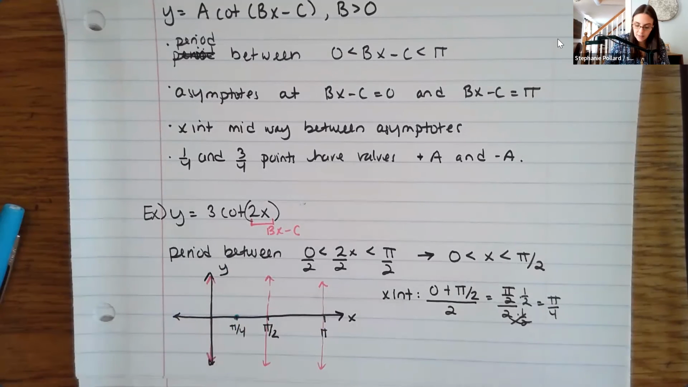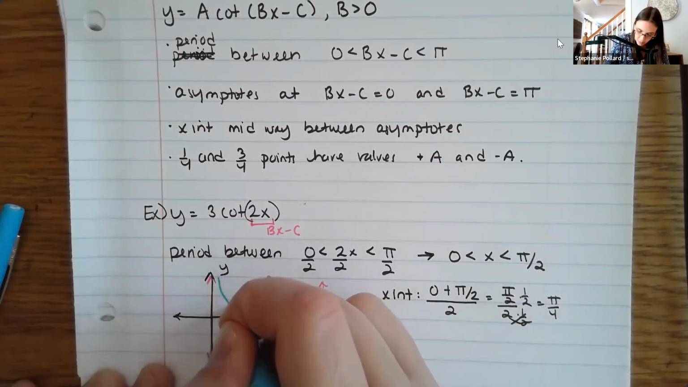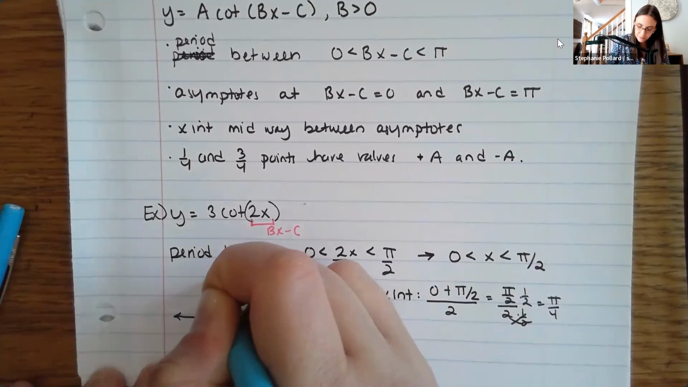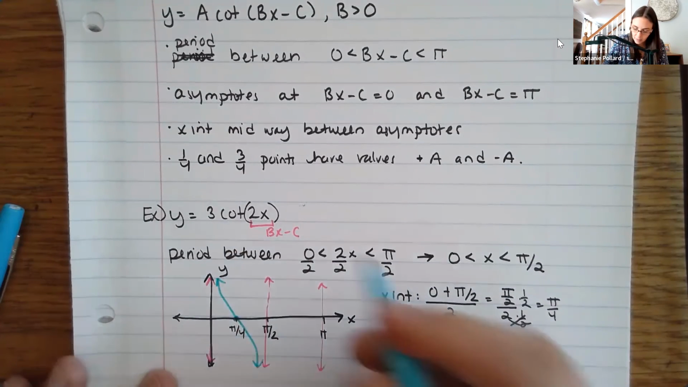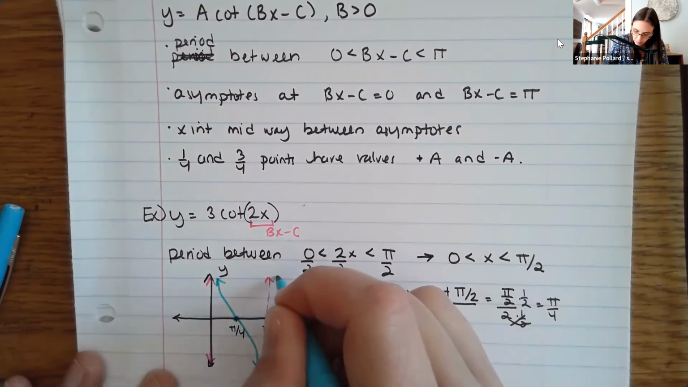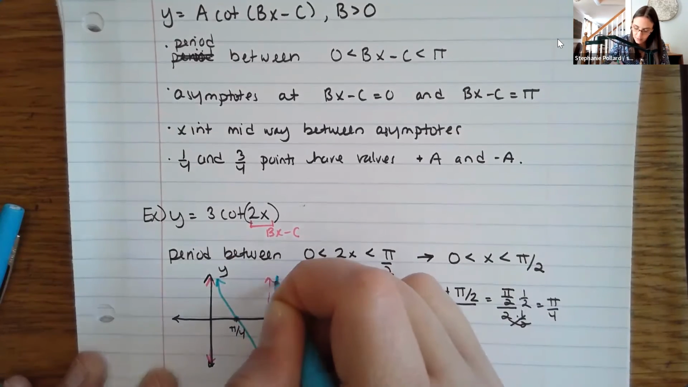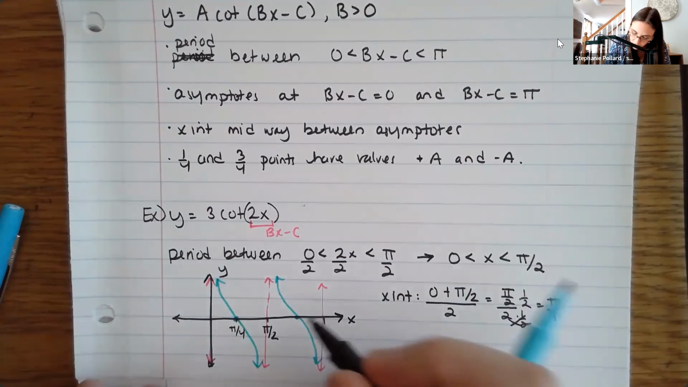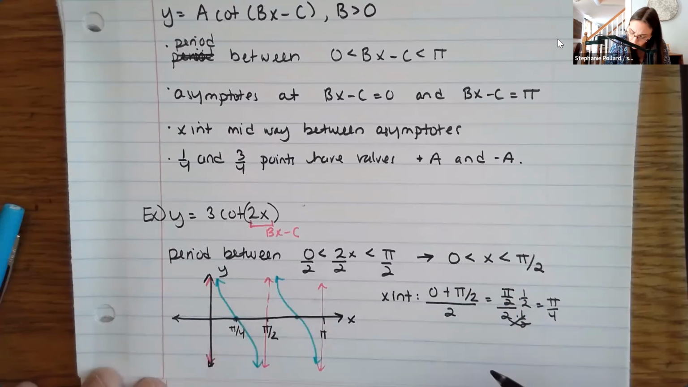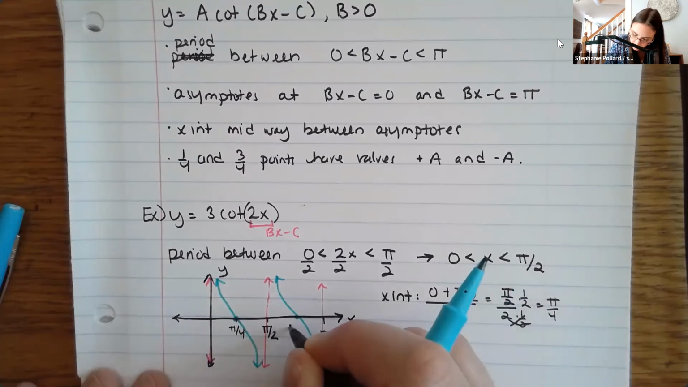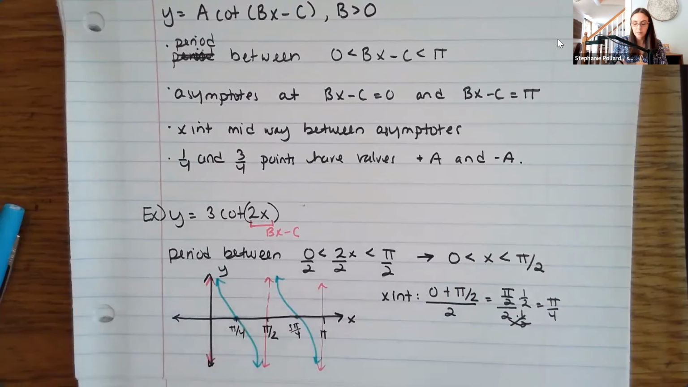And now you're just going to follow the general pattern. So it's going to be like this. And it would be the same thing here repeated. So you could find this one as well. This is going to be 3 pi over 4, right? as well. And then you can also use the A.